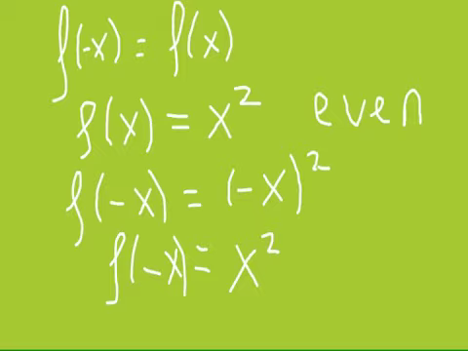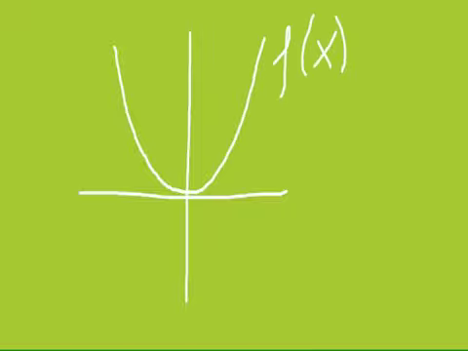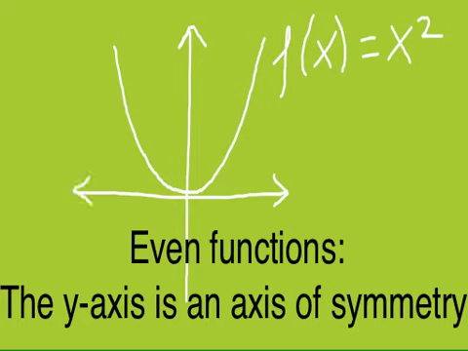The graph of an even function has symmetry about the y-axis. So for example, the graph of y equals x squared, or f of x equals x squared, is symmetrical about the y-axis. The y-axis is an axis of symmetry. And we can see that here. The right side of this function looks the same as the left side. And so if we visually see that, then that function is even.